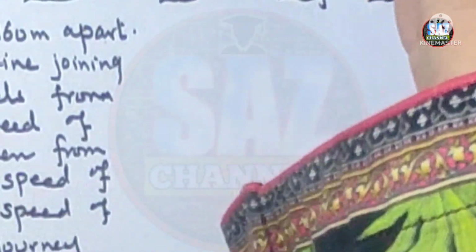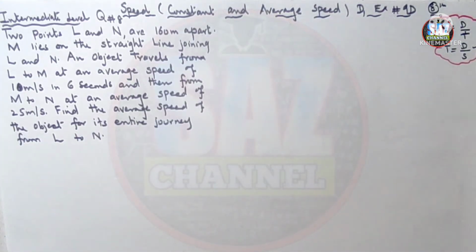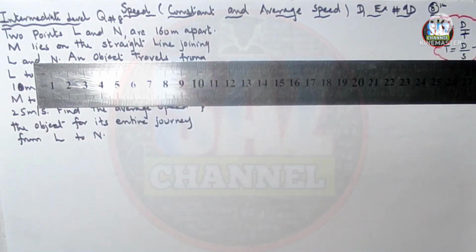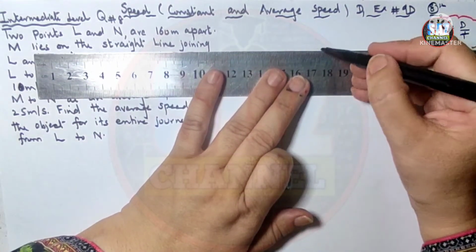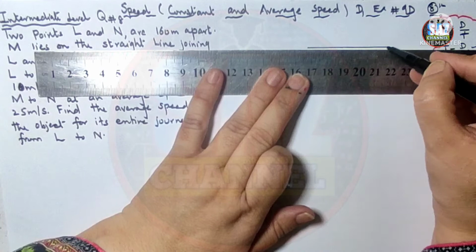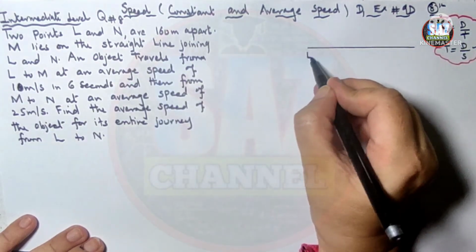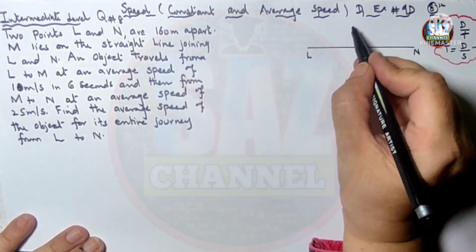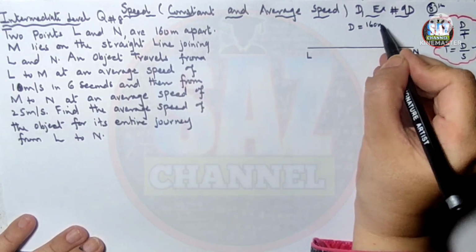Okay, let's try to understand the question once again. Let me draw the figure for the understanding of the question. There are 2 points with us and they are 160 meters apart. What do we understand by the term 160 meters apart? L and N are 160 meters, that is the distance between the points. Distance between the points is 160 meters.